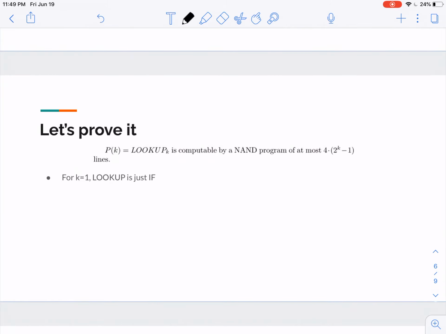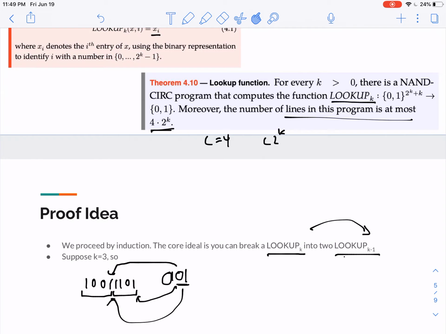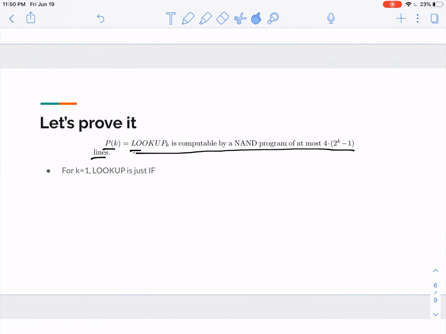And to be explicit, now we've moved past the proof idea into the actual proof. And we're going to prove this predicate. The predicate is: lookup k is computable by a NAND program of at most 4 times 2 to the k minus 1 lines. And note that this implies the original theorem, because in our original theorem, we only need the program to be at most 4 times 2 to the k lines, but 4 times 2 to the k is definitely greater than 4 times 2 to the k minus 1. So if we are able to prove this predicate, we'll have proved the theorem about lookup, not the theorem about finite functions.